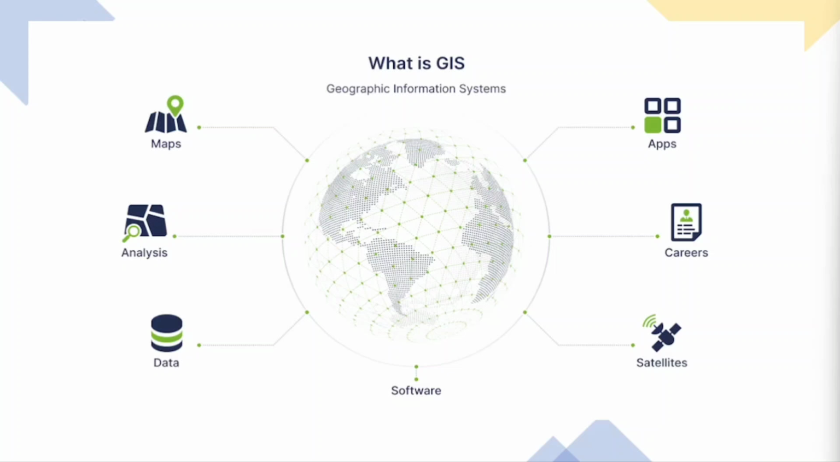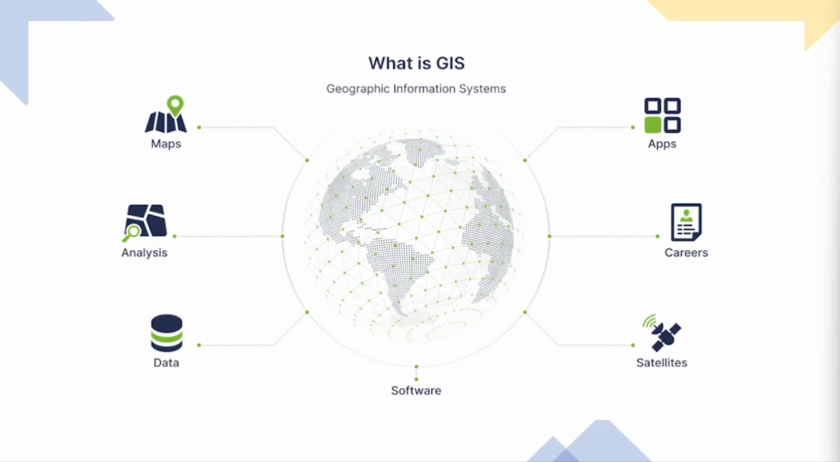So, Geographic Information Systems, or GIS as it's popularly called, is a powerful technology that allows us to visualize, analyze, and interpret spatial data. But what does that really mean? So, let's break it down.